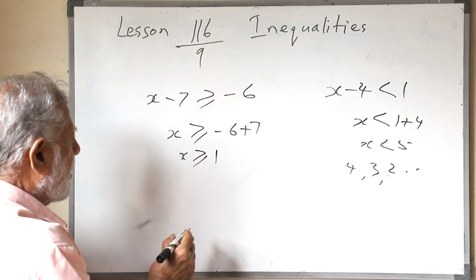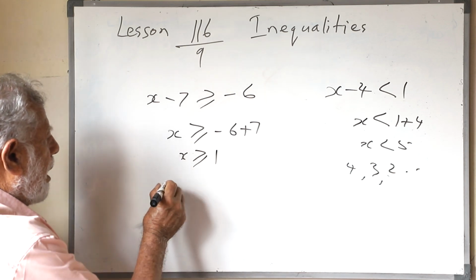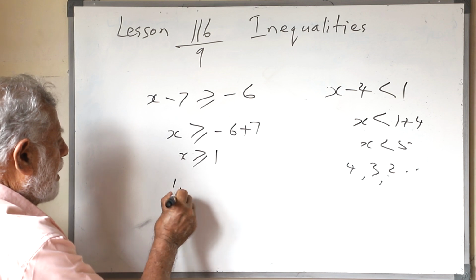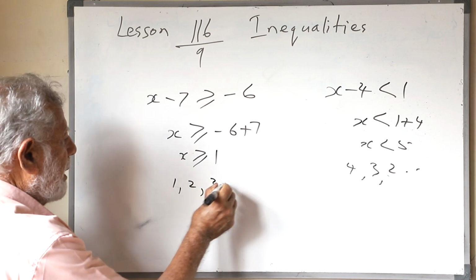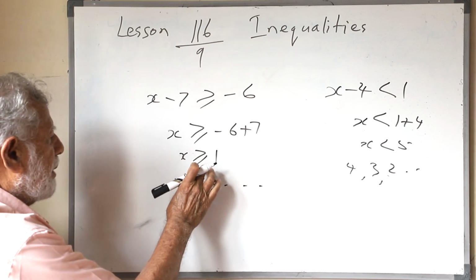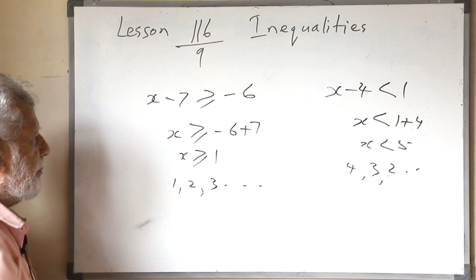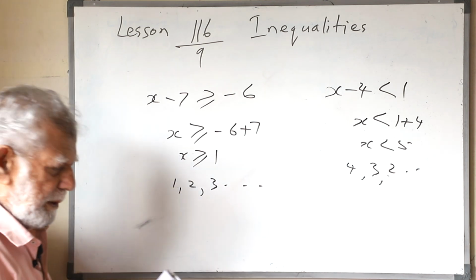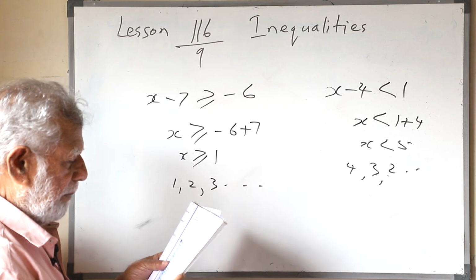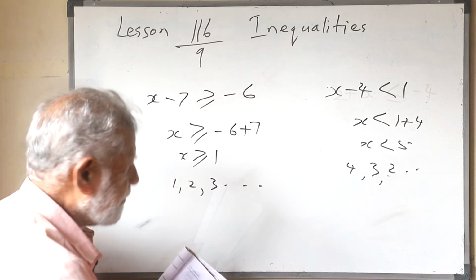So, x is greater than or equal to 1 will be 1, 2, 3, etc. Because you have to take 1 also, because x is greater than or equal to 1. So, this is the third one. So, look at the fourth one.